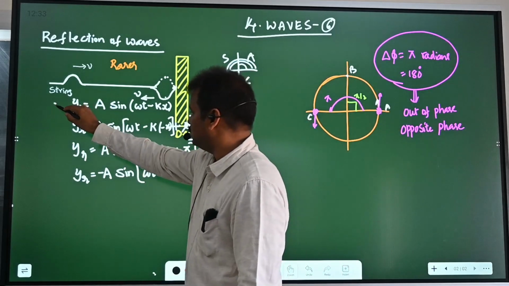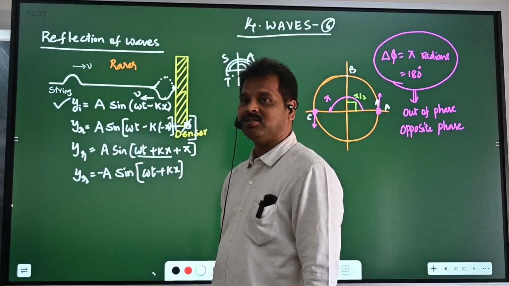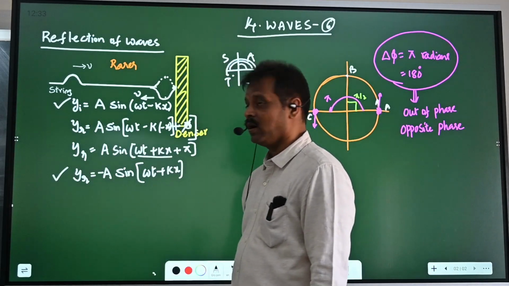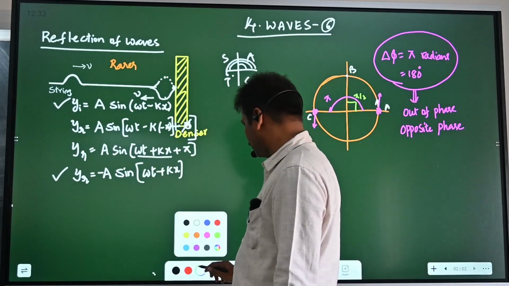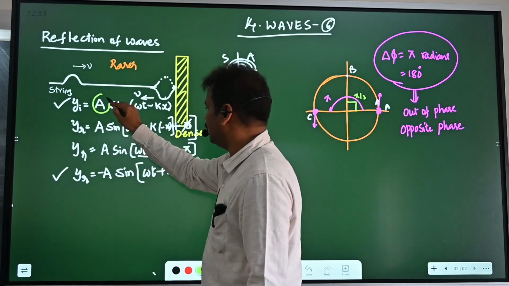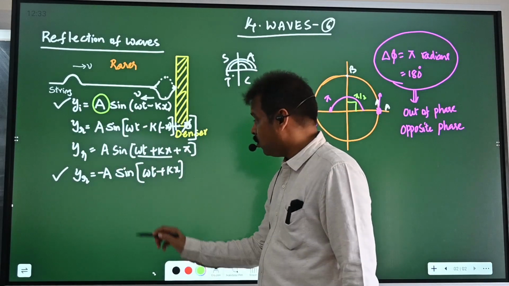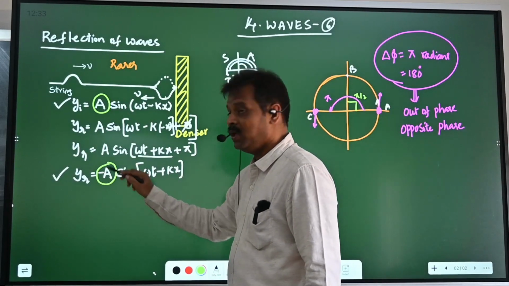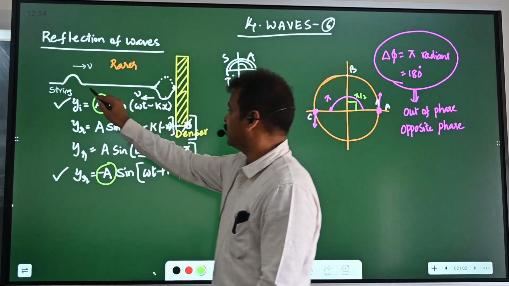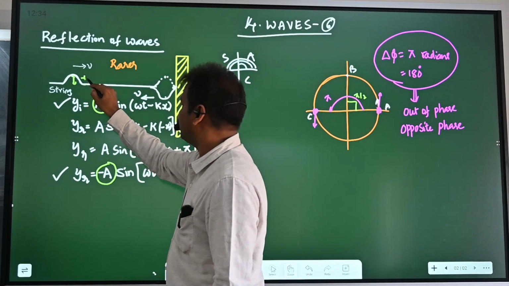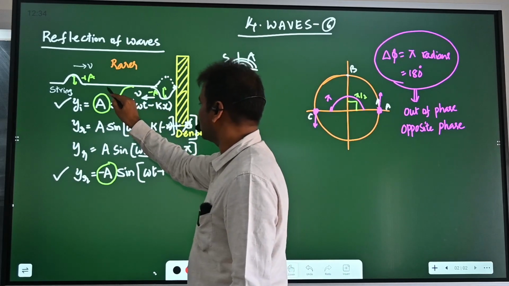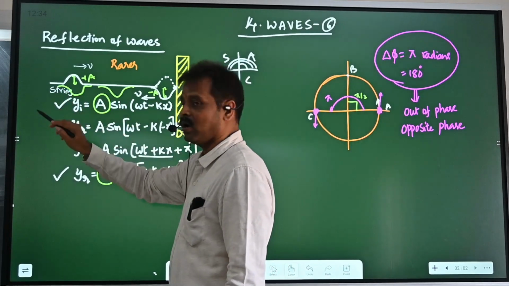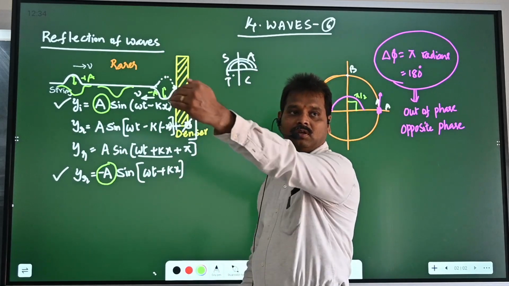So this is the incident pulse equation. This is reflected. Is it correct? Check it once. Here, if you observe, students, incident amplitude how much? A. What is the reflected amplitude? A only, but negative, because this is plus A, while coming back, minus A. So it will come like this only. Throughout the journey, it will come like this only. It won't go up. Understood?